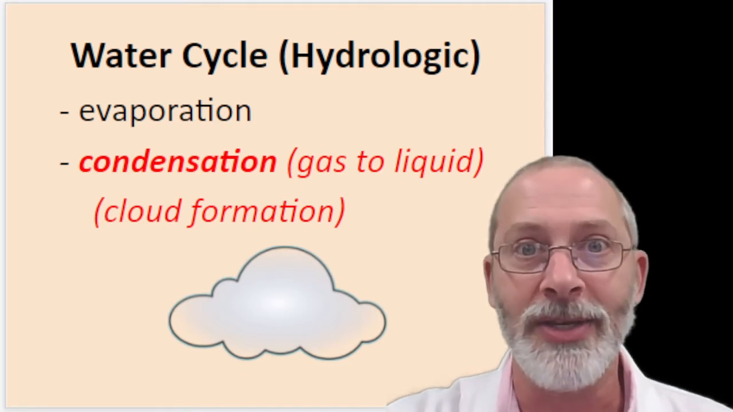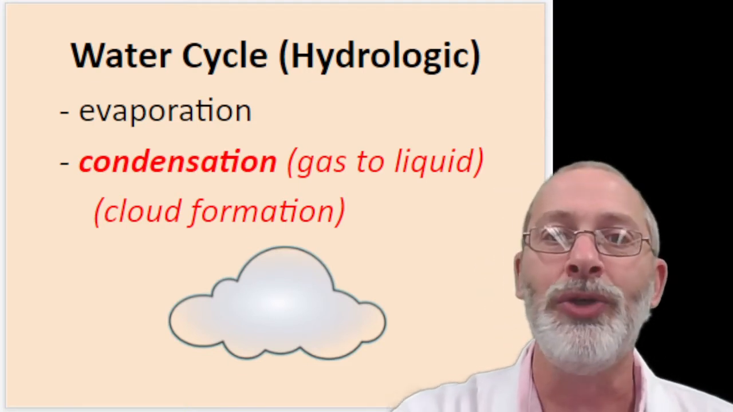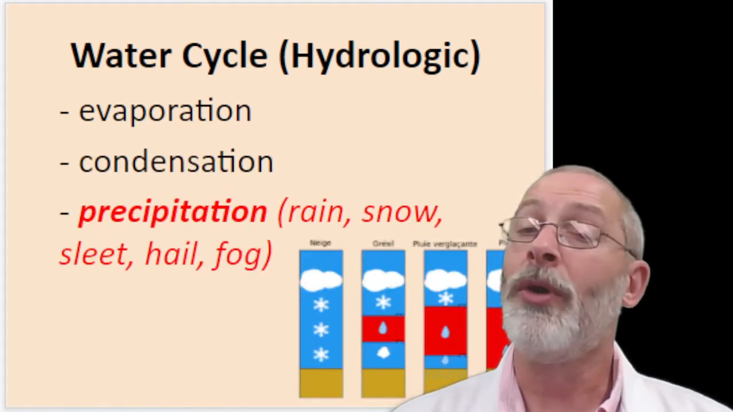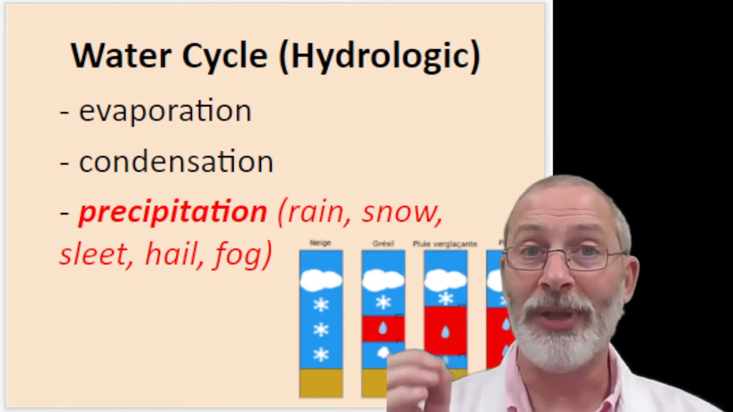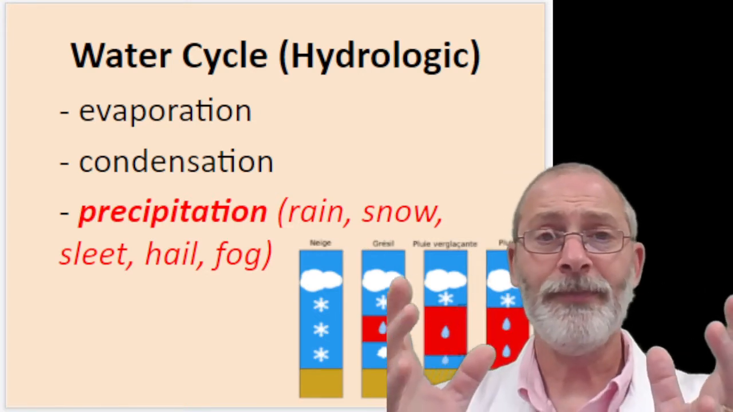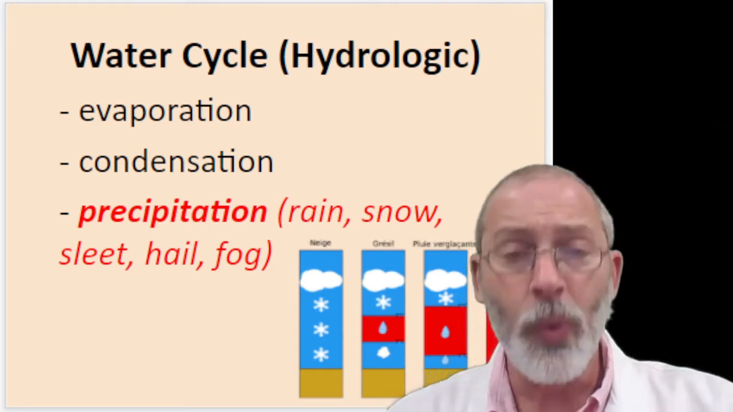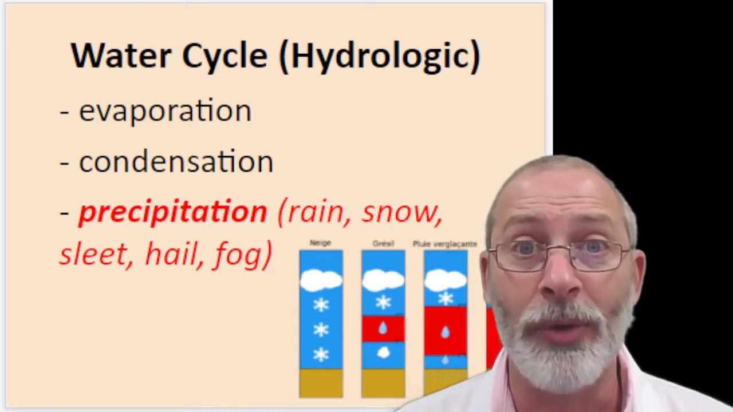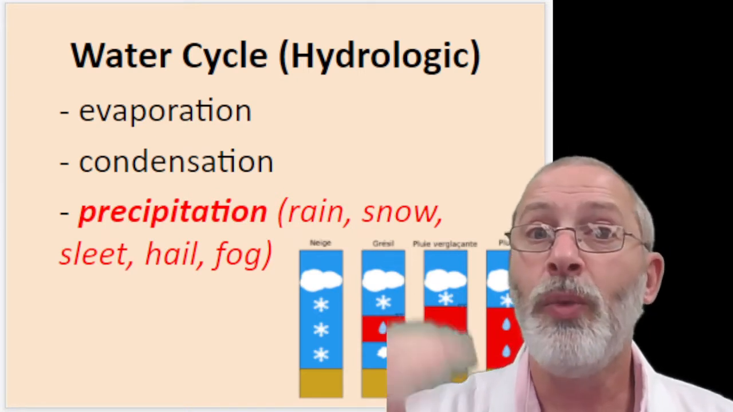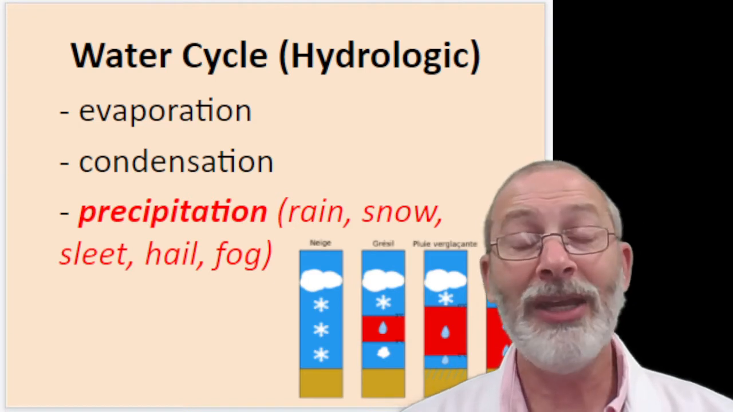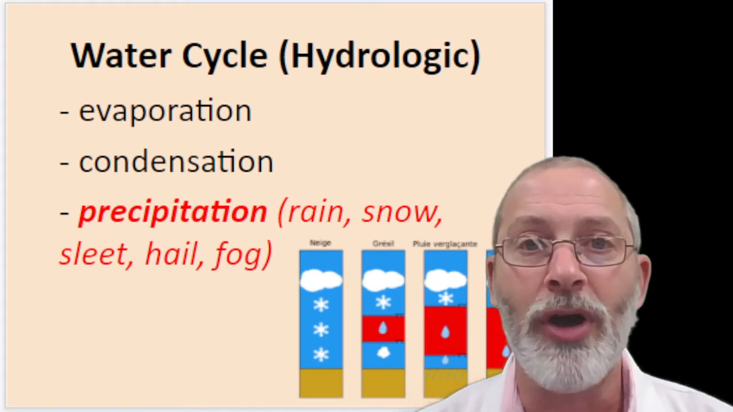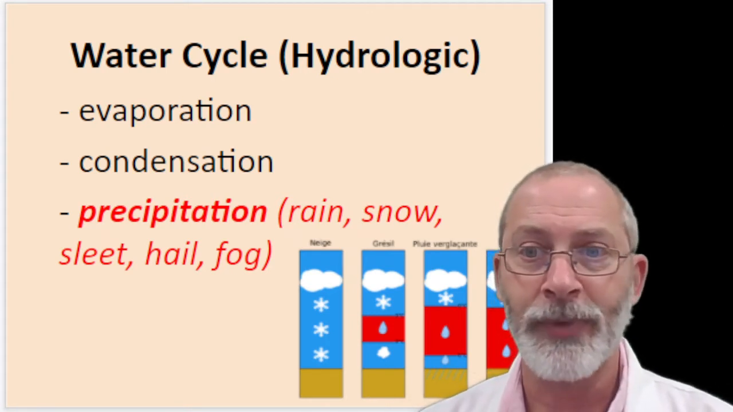All right, but it doesn't end there. The cycle continues because when that cloud becomes heavy enough, or more specifically, when the droplets of condensation become big enough that their mass is too much for the wind to hold up anymore, they're going to fall down. So that condensation, when it gets too heavy, will begin to fall. Now, it can fall in different forms based on the temperature. But however it falls, we call it precipitation.